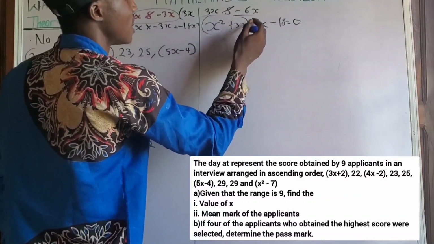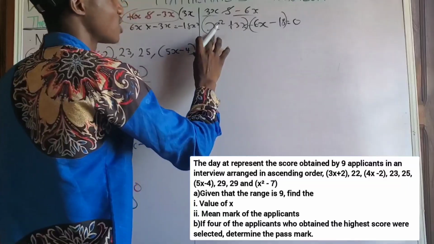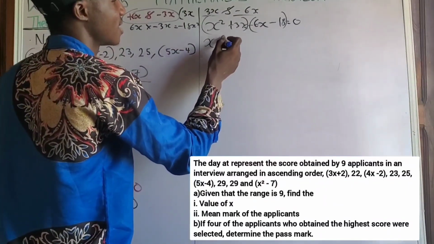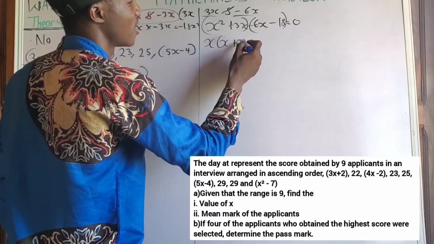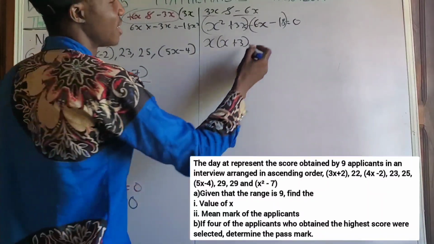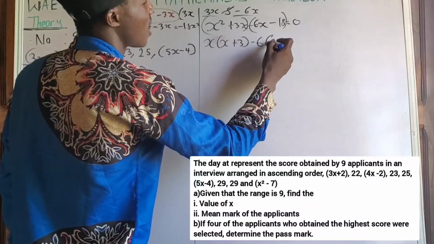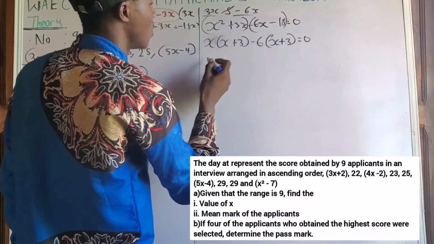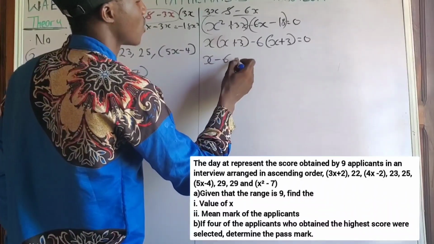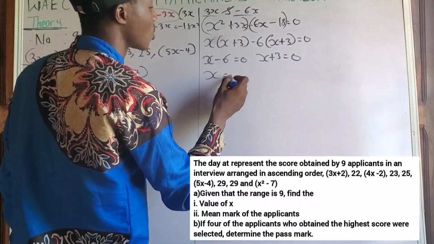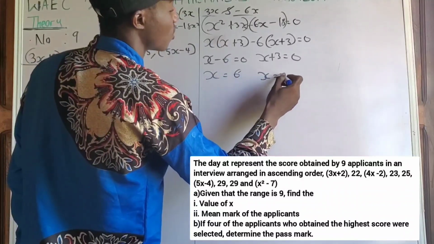The next step is that you have to factorize. What is common to x squared and plus 3x? That is x. x into bracket x plus 3. Then what is common to minus 6x and minus 18? That is minus 6. I'm going to have x plus 3 as well equals 0. So x minus 6 equals 0, x plus 3 equals 0, x equals 6, x equals minus 3.